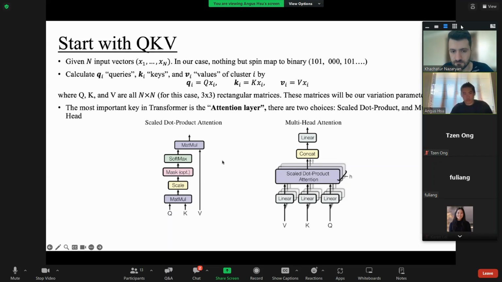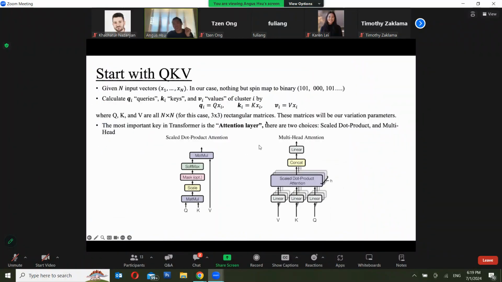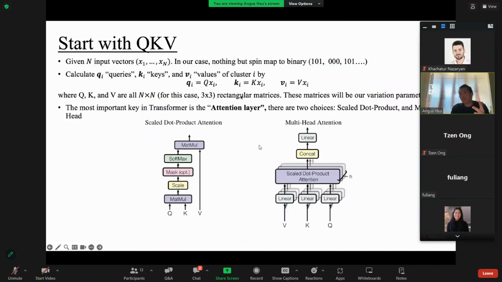Just like what I put here, you have queries, keys, and values. Each is calculated by nothing but a matrix product with the QKV matrices. These are all rectangular matrices, 3 by 3, because my embedding or input vector is just a 3 by 1 vector. And QKV are the variational parameters, just like in the RBM, the a, b, the input and bias weights.